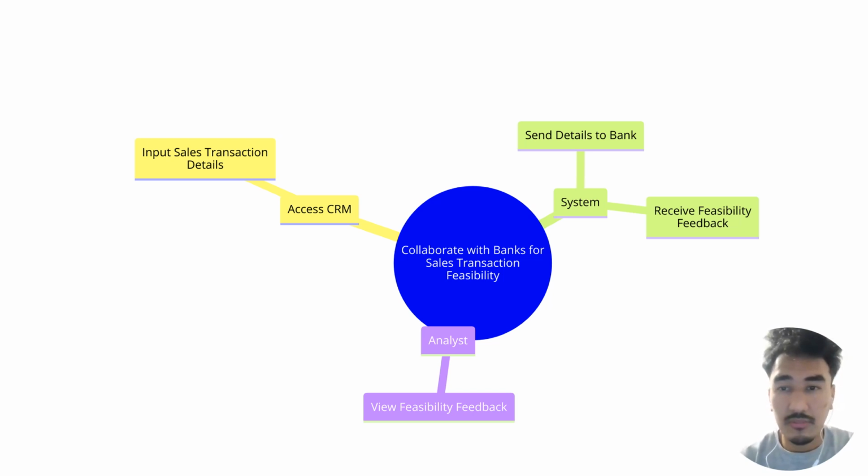The system receives the feedback and updates the analyst, who then can view the feasibility feedback to make informed decisions regarding the sales transaction, whether this transaction is possible or whether there is any error needing improvement. The analyst decides it.